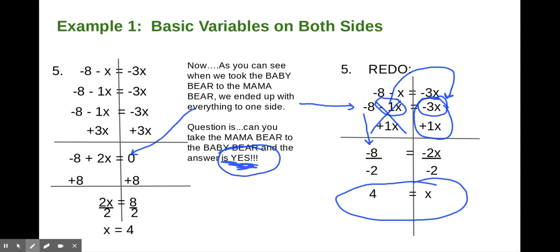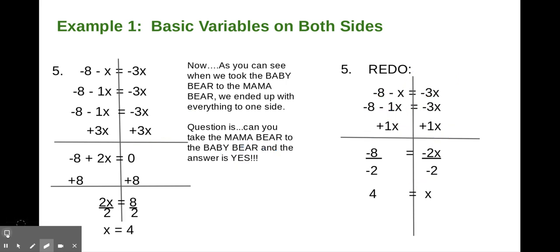So again, I would like for you guys to do the baby bear to the mama bear. But if you run into this specific case, which might be 5% of the time, you might have to take the mama bear to the baby bear. Okay. So again, if you need to stop, rewind, rewatch, do whatever you need to do with these examples, please do so. Please come back to them whenever you need to. This is the most important step of solving equations with variables on both sides.